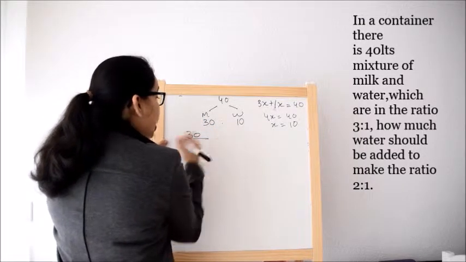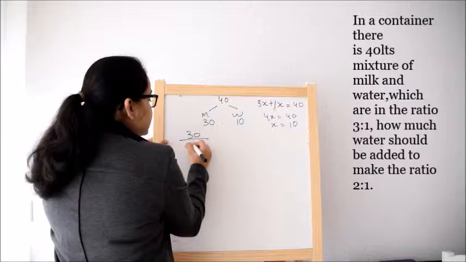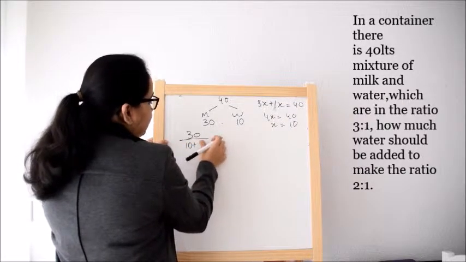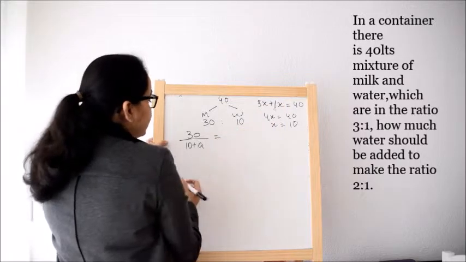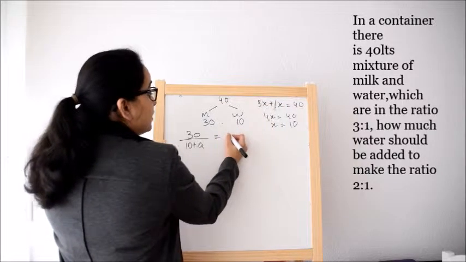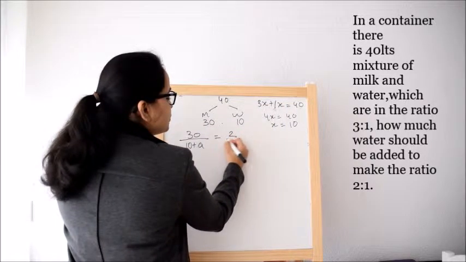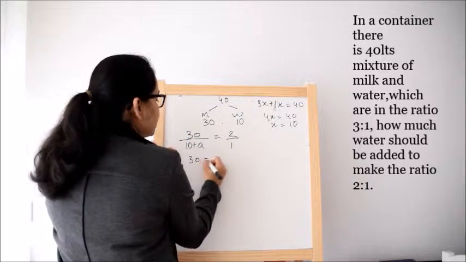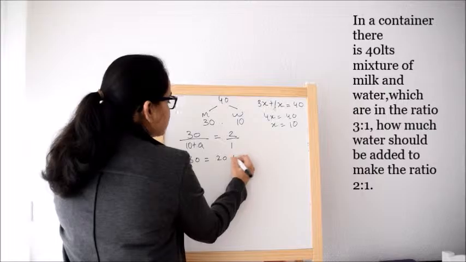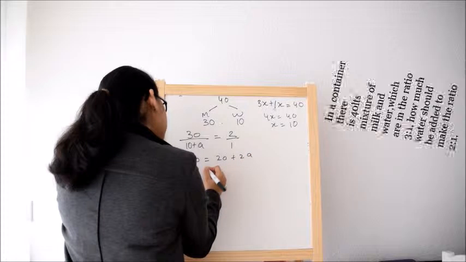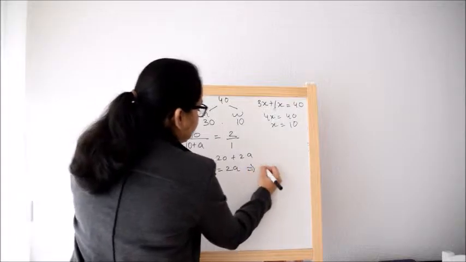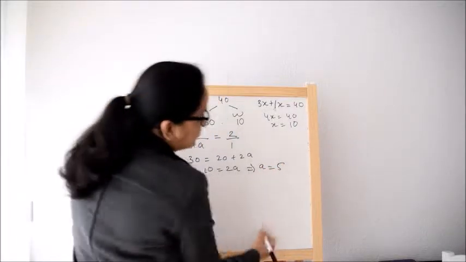So 30 upon how much water should be added, that is 10 plus x, or 10 plus a we can say, because here we have already taken x, so 10 plus a, so that the ratio becomes 2:1. Okay, so it will be 30 is equal to 20 plus 2a, then this is 10 is equal to 2a, and a is equal to 5 liters.